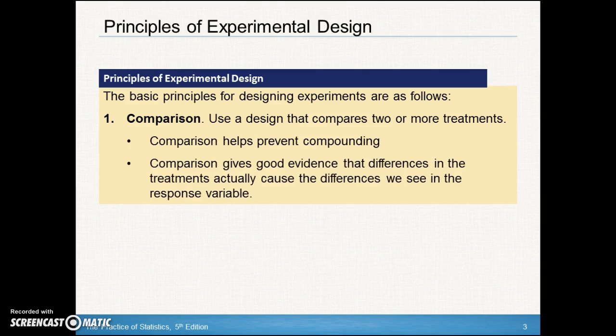Most well-designed experiments compare 2 or more treatments because it gives us good evidence that the differences in treatments actually cause the differences we see in the response variable. So in this case, the differences in the type of SAT course that you are taking online or in a classroom actually cause the differences in the response variable, which is your SAT math score.